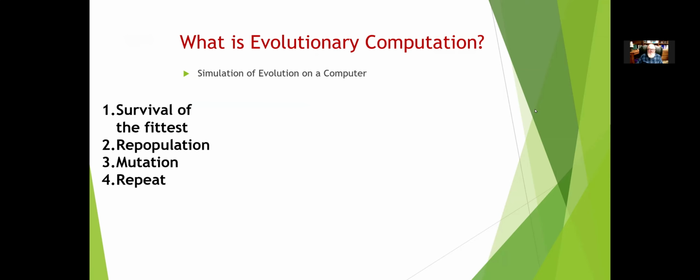So let's talk about, first of all, evolutionary computation. And that's the claim of design. If one looks at the Darwinian side of evolution, you have survival of the fittest, you have repopulation, you have mutation, and then you repeat. Survival of the fittest, right? In other words, you kill off the weak, and you do repopulation, and then you do mutation, and then you repeat. And this has been accepted for a number of years.